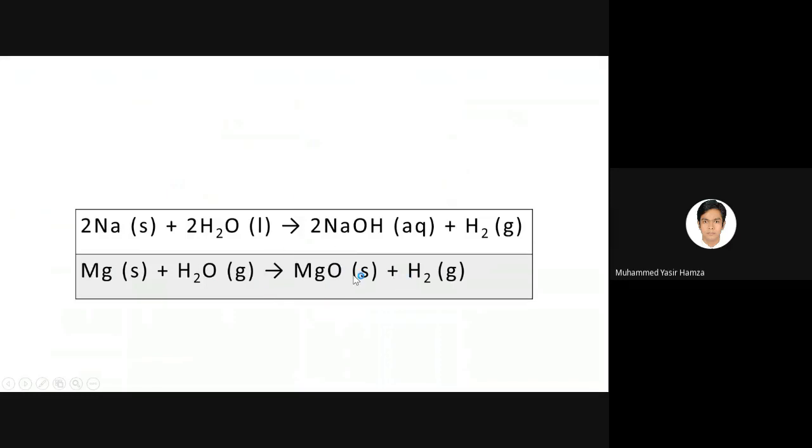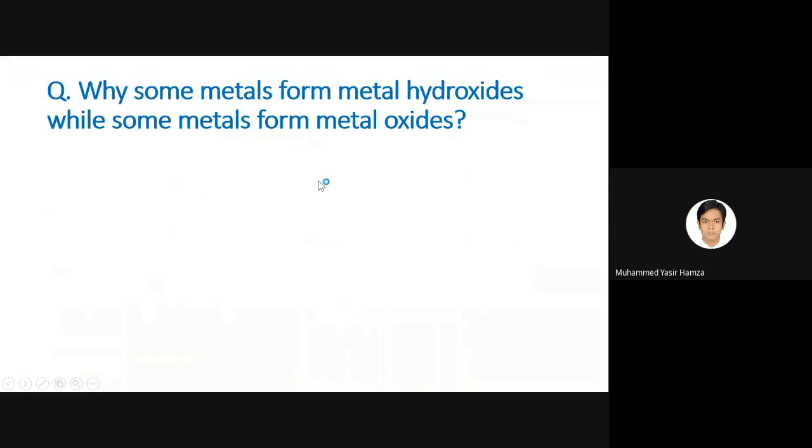So one question has arisen in my mind: why is magnesium hydroxide not formed? To know this answer, I would like you to look at the metal hydroxides, as you can see, and why some metals form metal hydroxides while some metals form metal oxides.